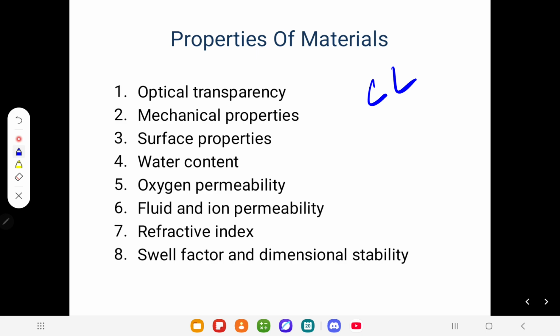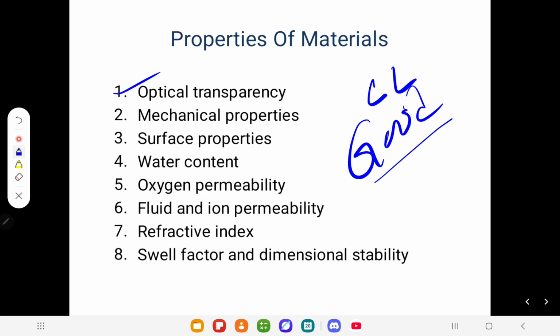As an optometrist, we must have knowledge of soft contact lens material properties so that you select a good contact lens for your patients. That's why properties of material are centrally important whenever you are at the clinic with a patient, trying to figure out which material will be better for them. So let's discuss the properties of the material.